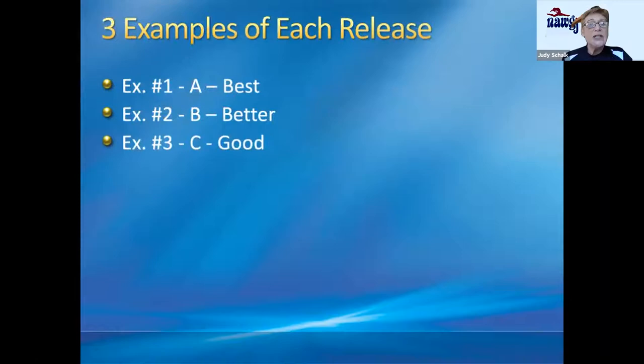We are going to see three examples of each of the releases. The first one will always be the best one with the A ranking. The second one, we're going to call it better. It gets a B ranking. Our third example will be called a good example. It will only get a C ranking.